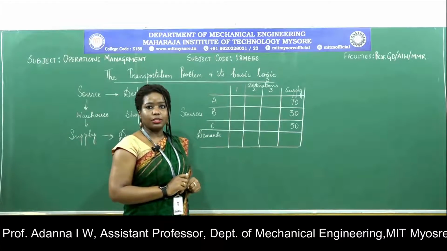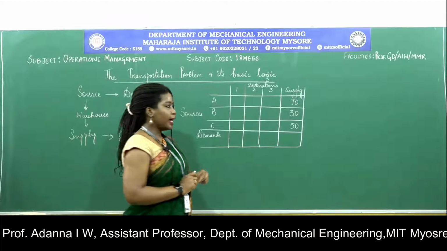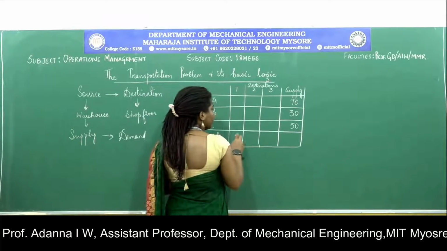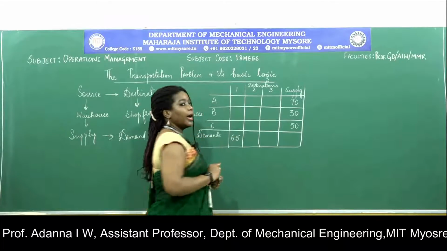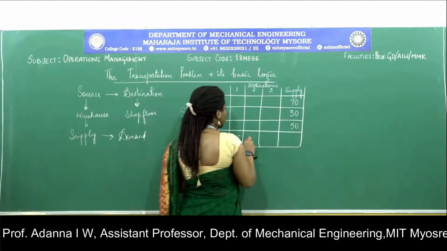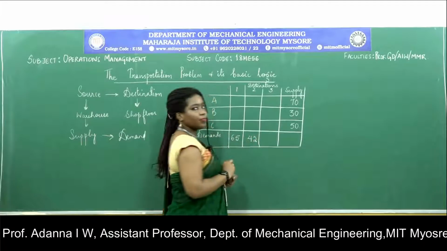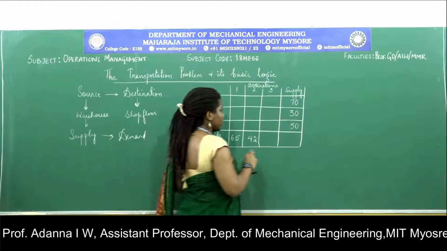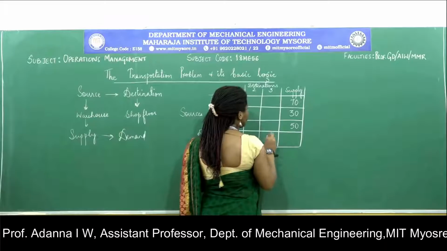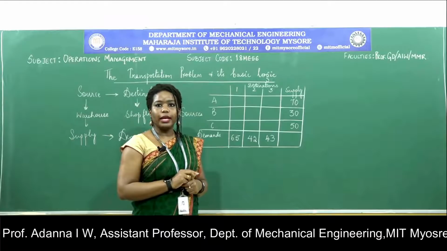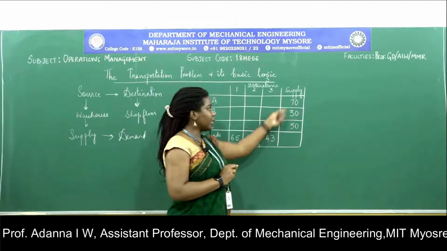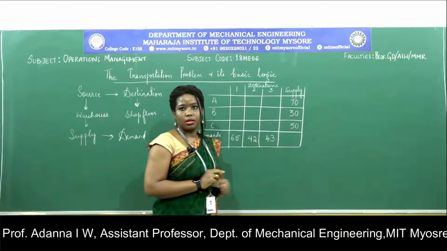Now, moving on to the demand that has been placed. At destination 1, they require 65 units. At destination 2, they require, say, 42 units. At destination 3, they require 43 units. This is again information given to you. You need to fulfill all these demands taking material from the sources.